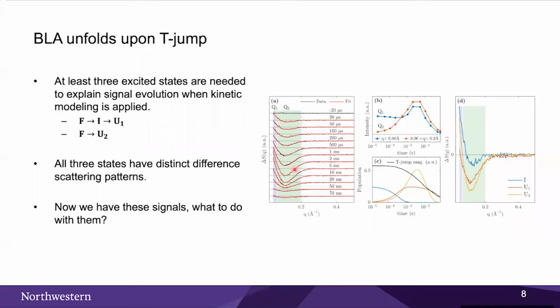Okay, and after we did this analysis, we've arrived at the panels C and D, where the C is showing the population of different states, and the D is showing the different scattering pattern associated with that state. If you didn't quite understand that, imagine that if you simply multiply at every time delay C with its respective signal in D, and then you sum that for that time delay, you will basically recover A, which is the signal evolution.